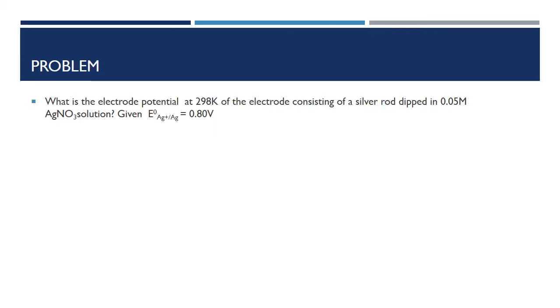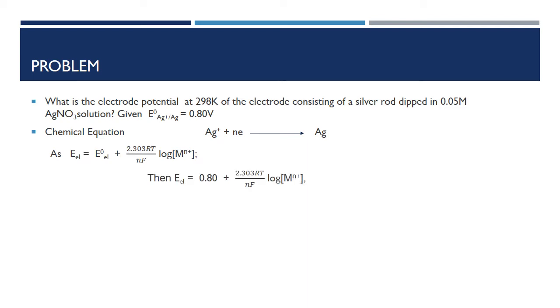Let us look at a problem. What is the electrode potential at 298 Kelvin of the electrode consisting of a silver rod dipped in 0.05 molar silver nitrate solution, given the standard reduction potential of silver? The chemical equation is a very simple one wherein a silver ion is getting reduced to silver. The number of electrons involved in this case is 1.